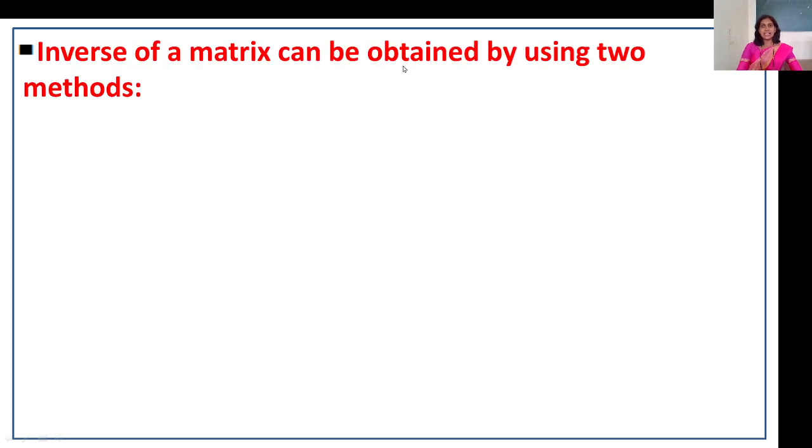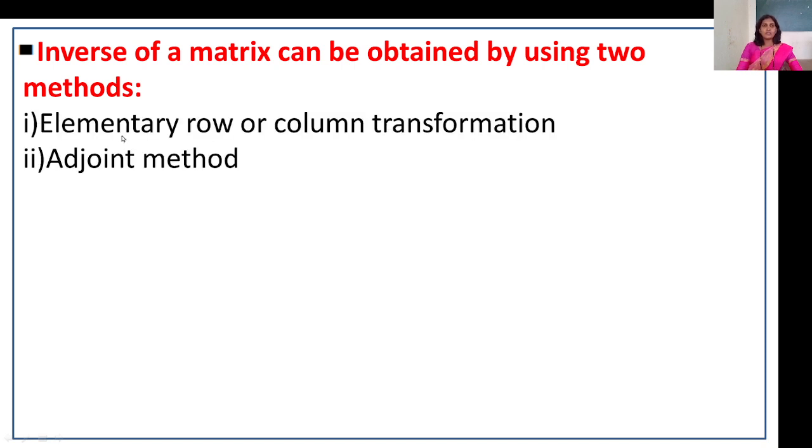Then the inverse of a matrix can be obtained by using two methods. There are two methods to obtain the inverse of a matrix. First method is elementary row or column transformation. Using elementary transformation, we find out the inverse of a matrix. This elementary transformation we studied in the last lecture. Then second, the adjoint method.